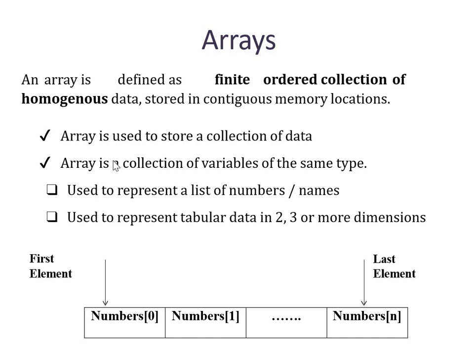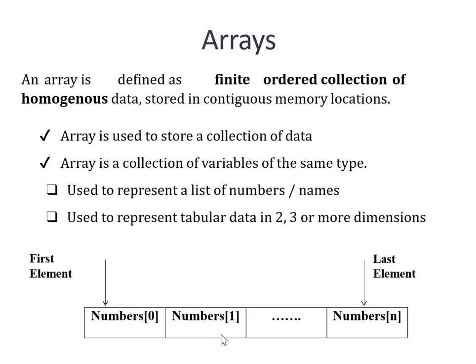So this is an array. It's used to store a collection of data which is of the same type. It is represented as a list of numbers or names, and for representation you can use tabular data in 2, 3 or more dimensions.